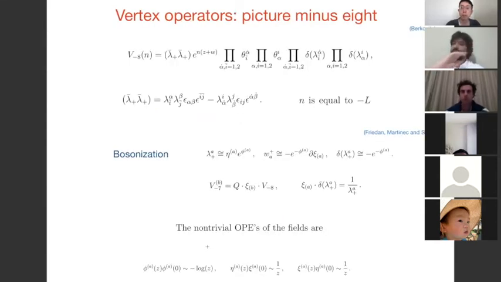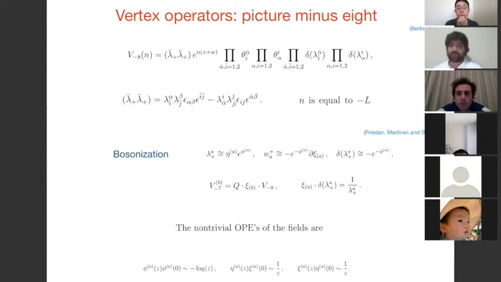In the picture -8, this was done by Berkovits. So what is the vertex operator in the picture -8? Basically, it's a very simple expression. I can write it here in just a few lines, and then I will explain the expression. So basically, it's the following.